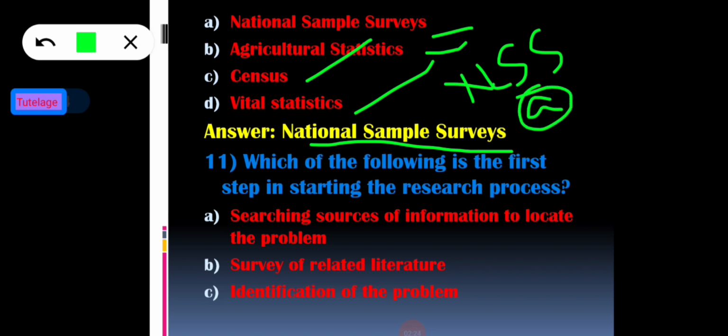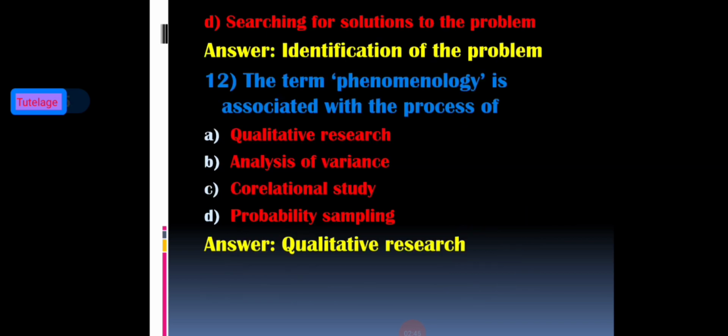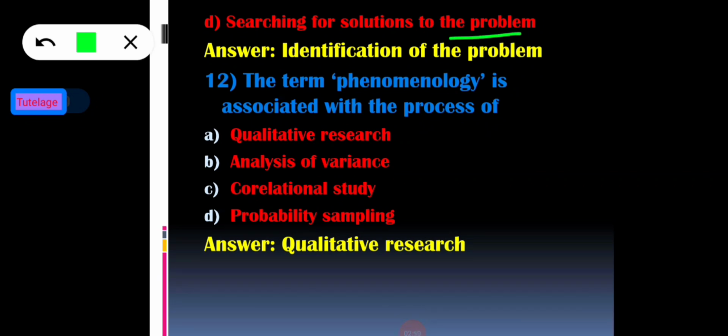So now going to the next question. Which of the following is the first step in starting the research process? So, the first option, that is searching sources of information to locate the problem. Option number B is survey of related literature, identification of the problem, and now move on to the next option, that is searching for solution to the problem. So obviously the first step of the research, that is identification of problem. So option number, I think C is the correct answer.